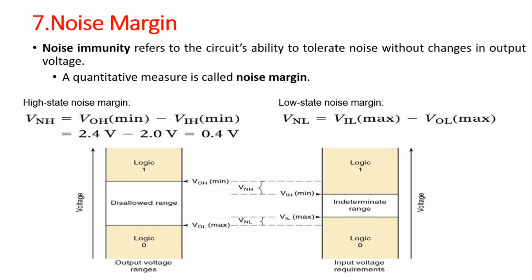And the same has been reflected in the diagram below, which consists of logic 1, that is the high section, the middle one is the disallowed range, or we can say indeterminate range, and the last one is the logic 0 section, for output voltage ranges and similarly for input voltage ranges.